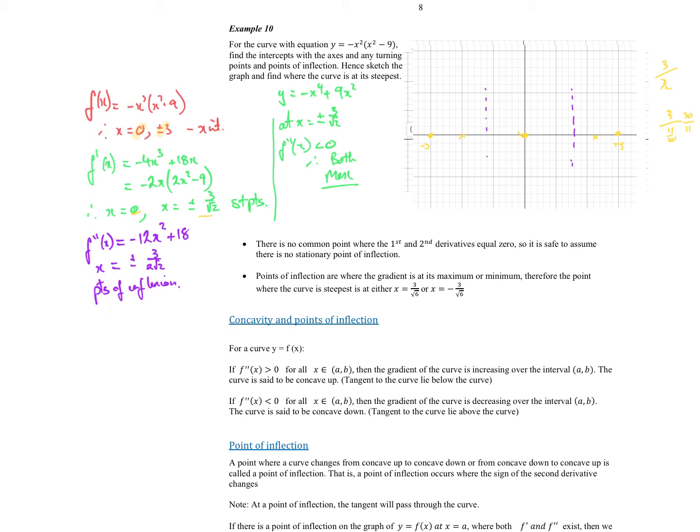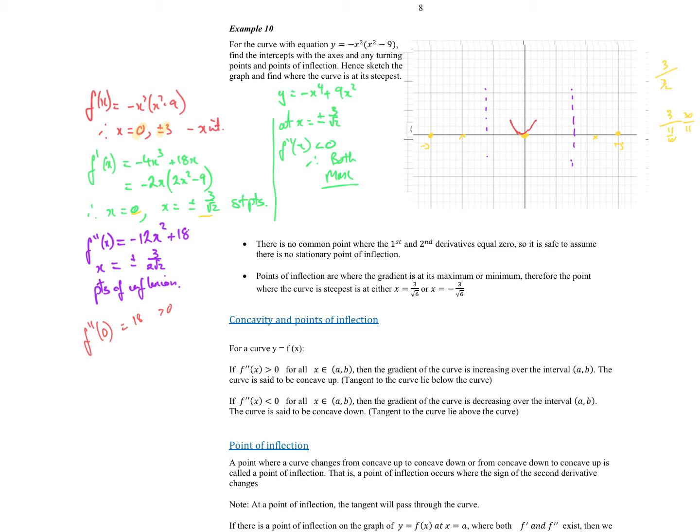So at x equal to 0, I have a turning point. At x equal to 0, f dash of x is also equal to 0. So that makes the intercept at x equal to 0 a stationary point as well. If I put x equal to 0 into the second derivative, I get 18, which is positive, which means at x equal to 0, I have a minimum.